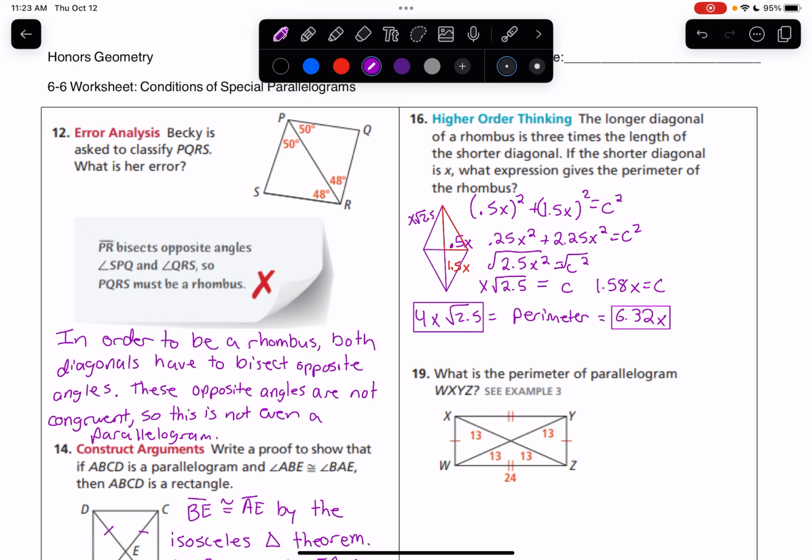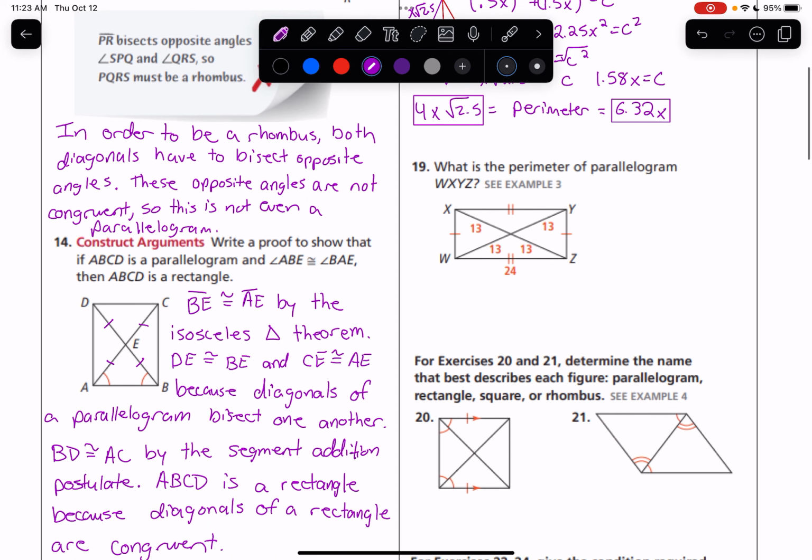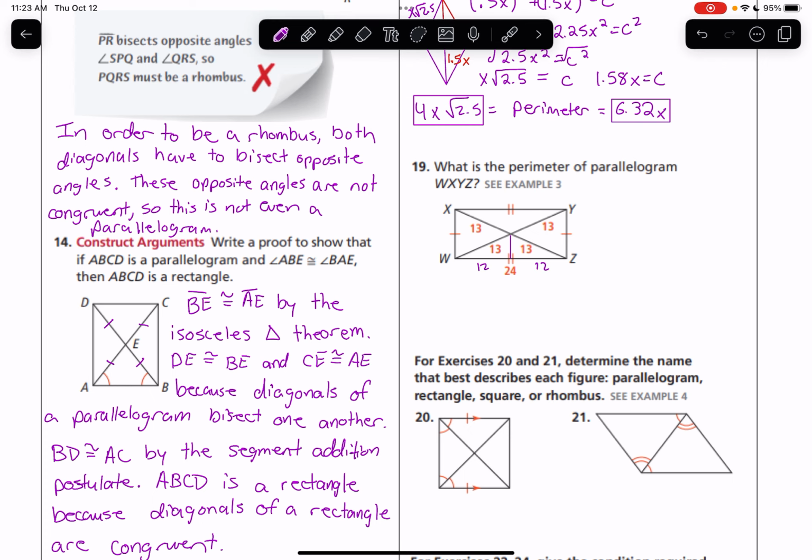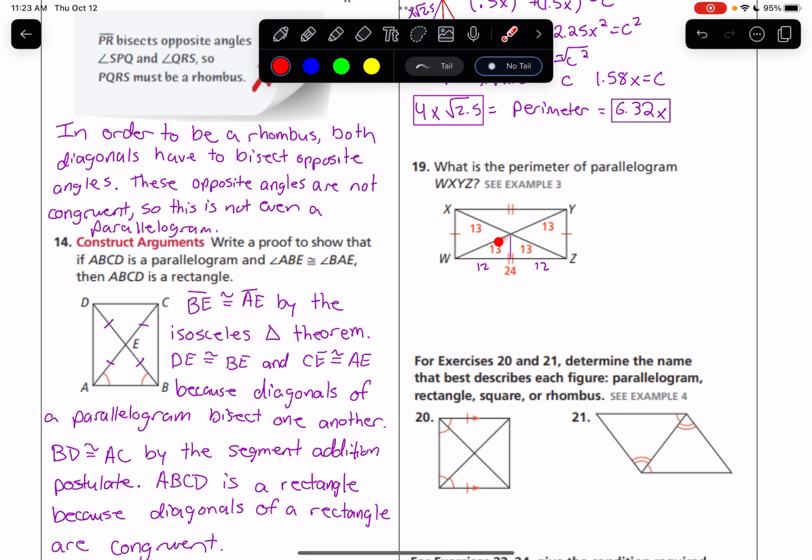There we go. Number 19, what is the perimeter of parallelogram WXYZ? So another one where we're going to have to use some Pythagorean theorem. If I have the parallelogram here, I know that the diagonals bisect each other, which means that they cross right at the midpoint of this line. So instead of a 24, we can divide this into 12 and 12. And we have a diagonal with a length of 13 here.